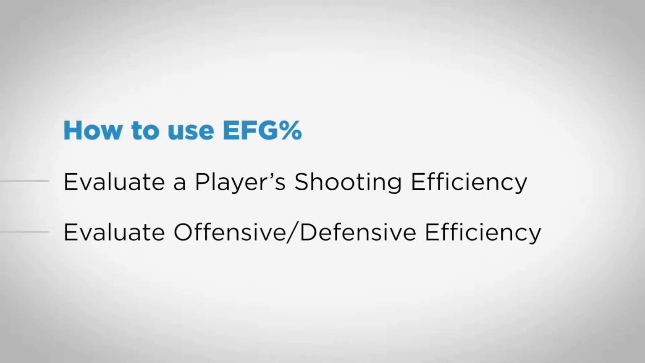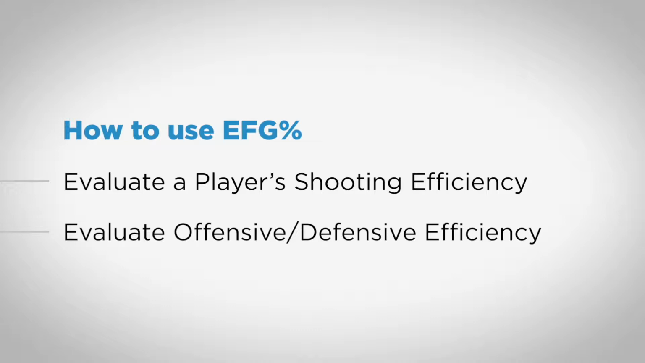There are two primary ways. The first is to give you a clear picture of a player's shooting efficiency. While field goal percentage doesn't factor in the value of a player making a high volume of threes, this does. It gives you the foundation to compare two guys who shoot a different mix of 2s and 3s on equal ground. The second way you can use it is to evaluate team offensive or defensive efficiency.